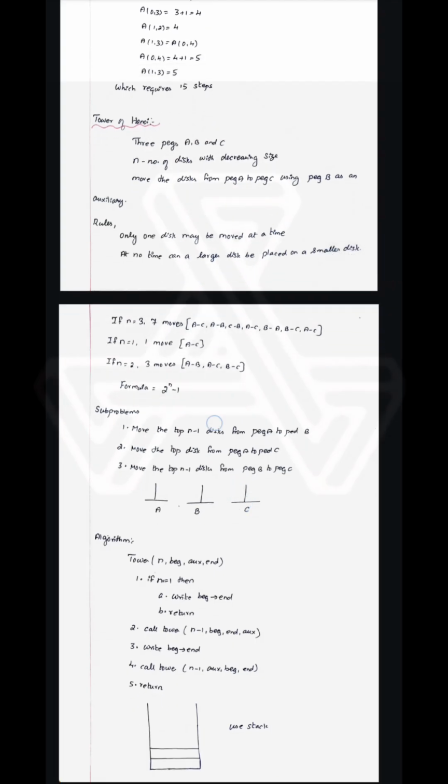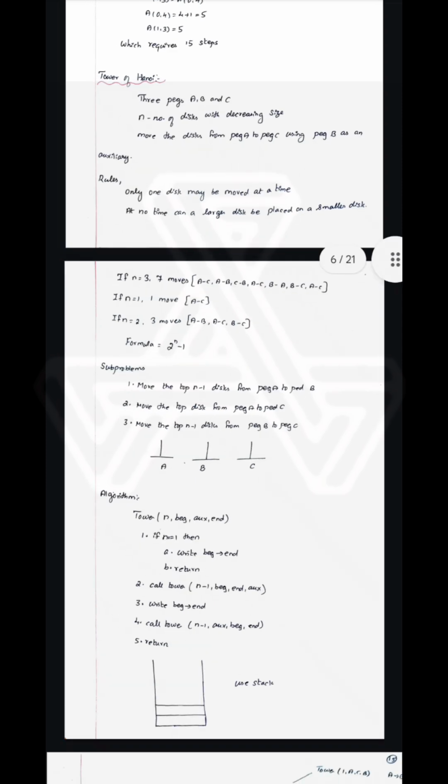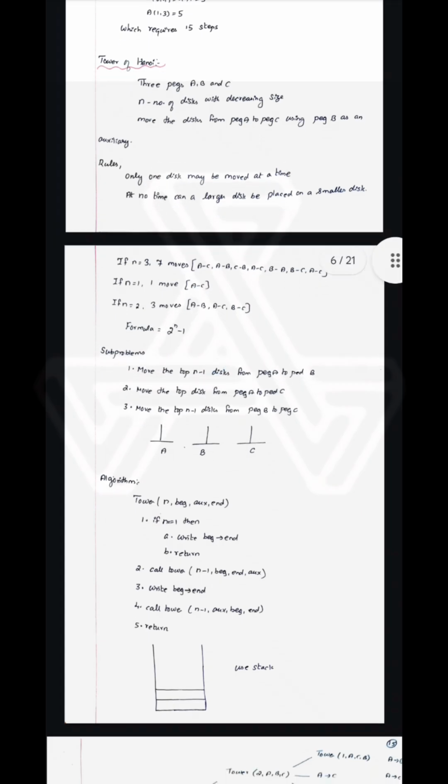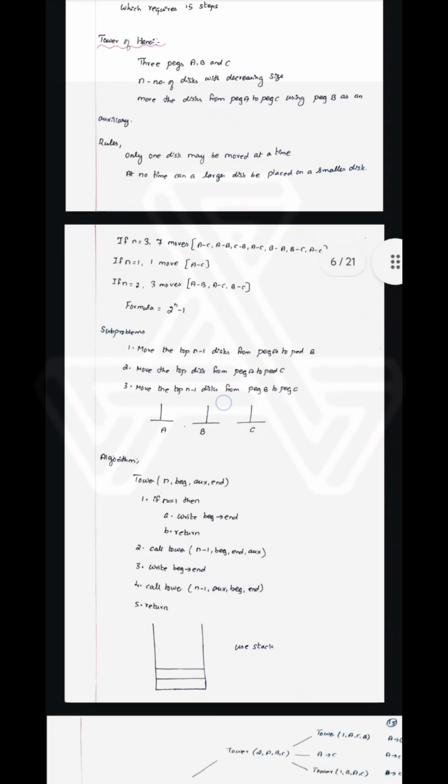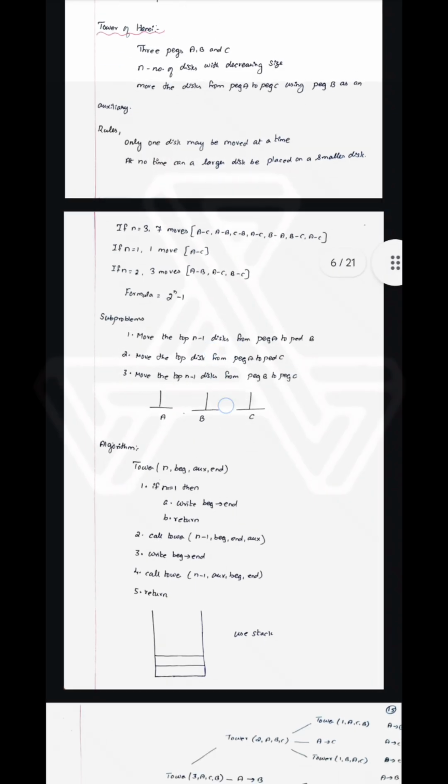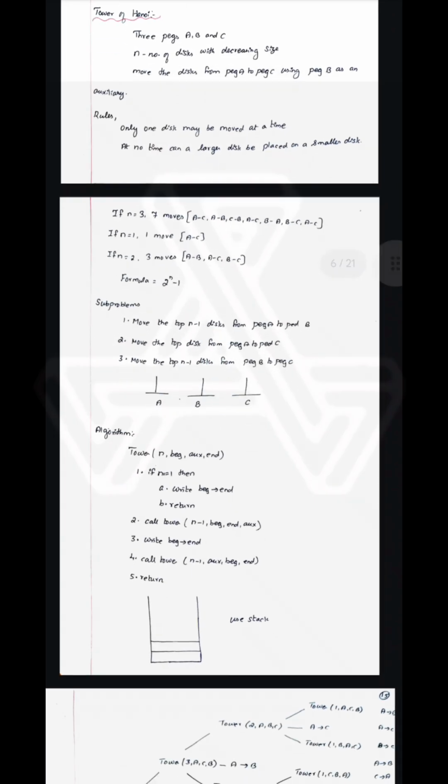Then we have a thing called Tower of Hanoi. There are 3 pegs A, B and C. N is the number of discs with decreasing size. Move the discs from peg A to peg C using peg B as an auxiliary. Rules: only one disc may be moved at a time. At no time can a larger disc be placed on a smaller disc.